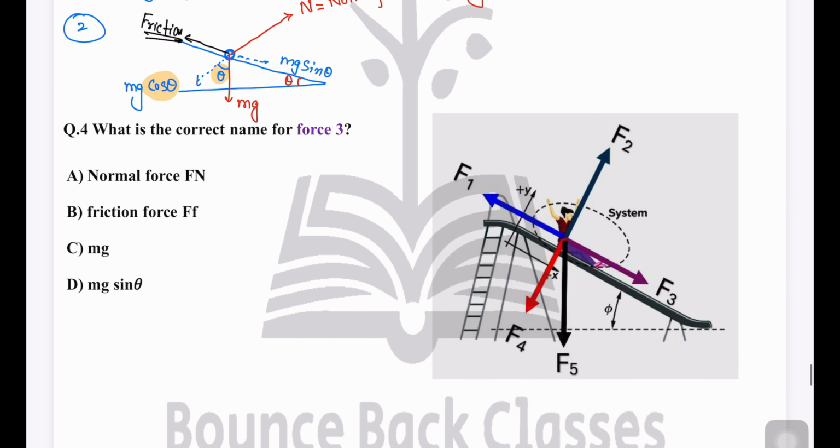Okay. Same question: who is F3? Here is your F3. F3 is your mg sine theta. Is it fine? Clear? Okay, till here we finish our MCQ part.